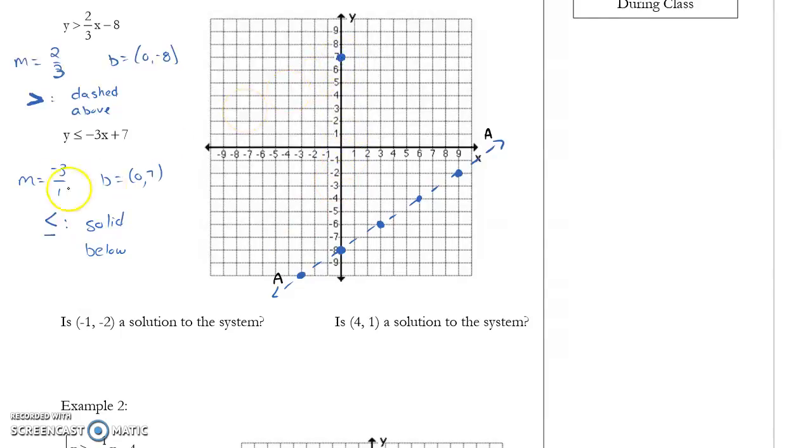From (0, 7), -3 in the numerator means go down 3, +1 in the denominator means right 1: down 3, right 1, down 3, right 1, and so on until there's no more room. Then I could go up, left, up, left, up, left, and I can fit one more here. Again, I go back and look: it's a solid line. So with my straight edge, I graph that solid line and put arrows. My line has gone all the way through. This time, I'm supposed to shade below.